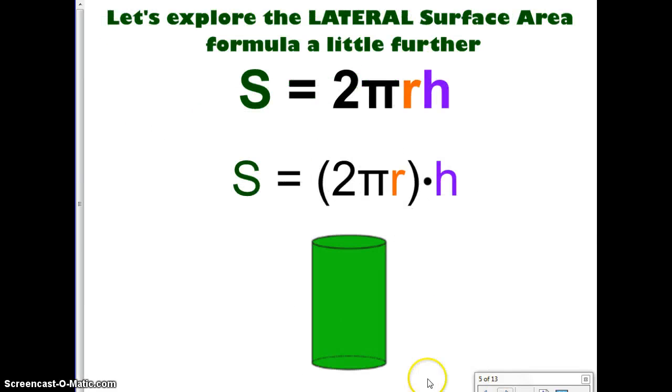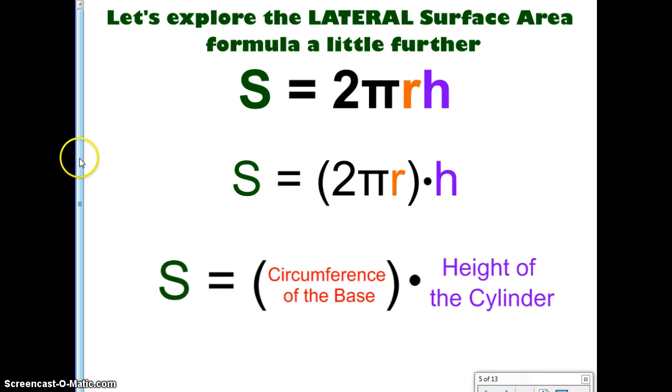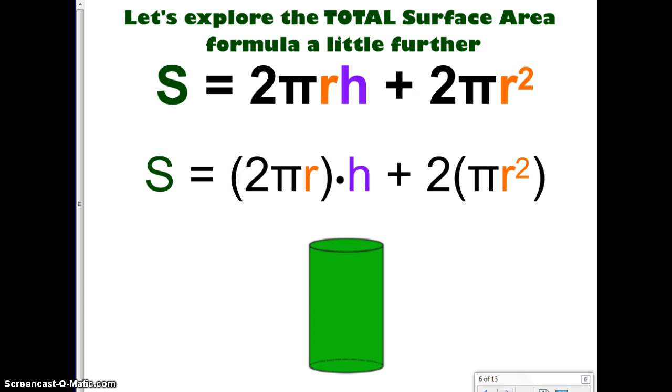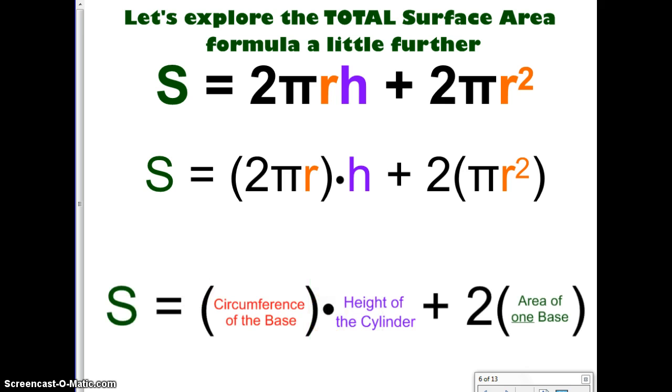So as we explore the lateral surface area a little further, we've got 2 pi RH. If you notice, 2 pi R is actually the circumference of the base, or the circumference of your circle, and H is still the height of your cylinder. If we're looking at total surface area, we still are going to find the circumference of the base times the height, and we're going to add the area of two circles. Total surface area is the face plus the two bases.